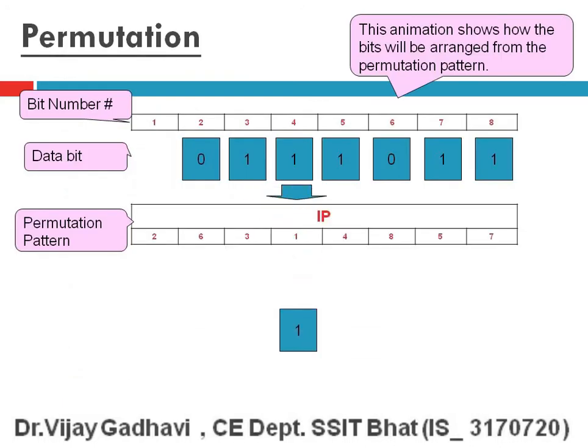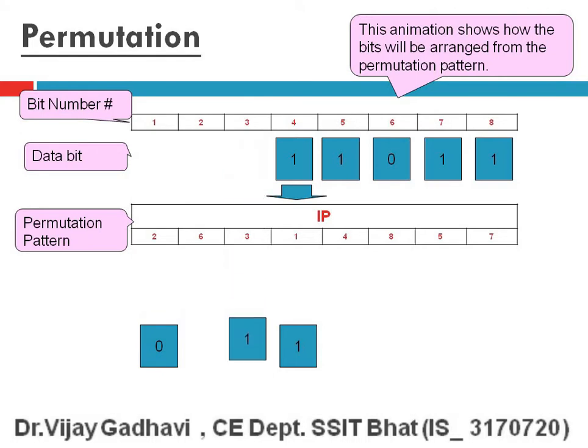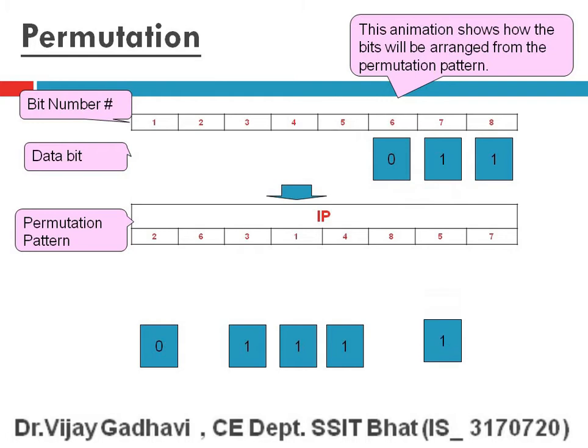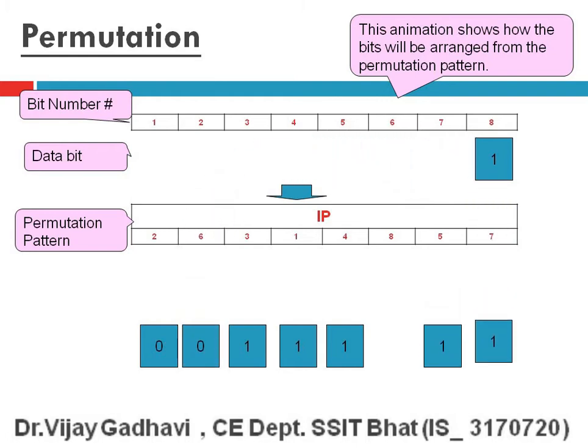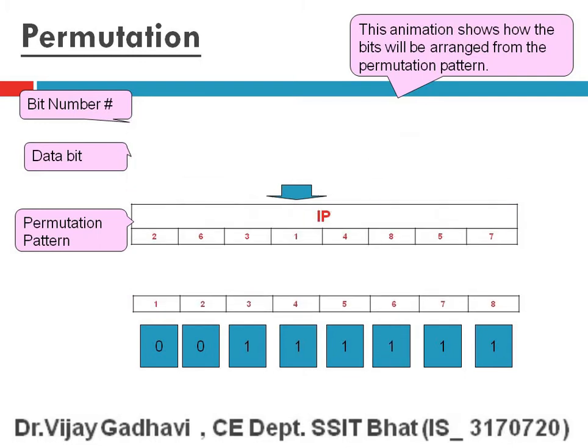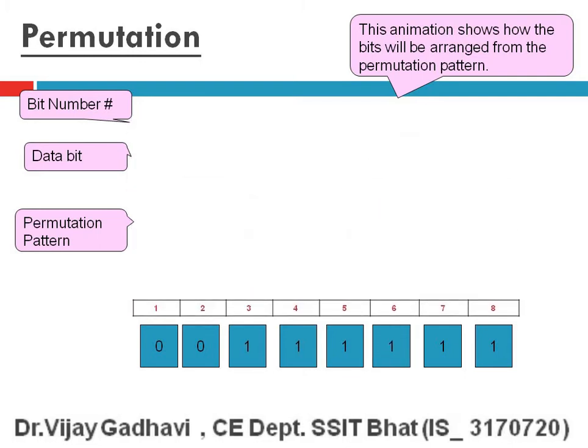Now we see an example of permutations. The bit numbers 1 to 8, data bits in sequence, and permutation patterns. We are using a network and communication channel, so that is why we use the IP also. This is the example of the permutations. We learn from this presentation how the bits are rearranged by permutation patterns.